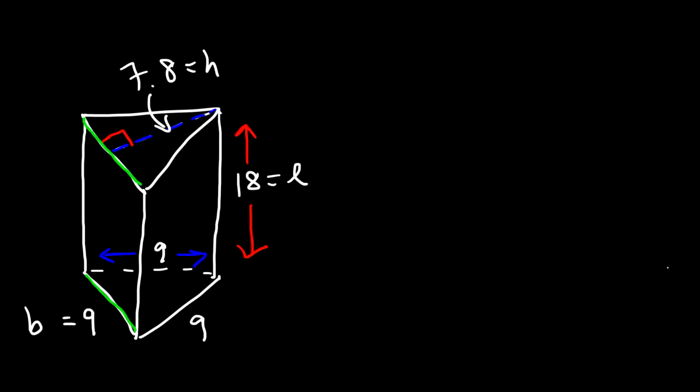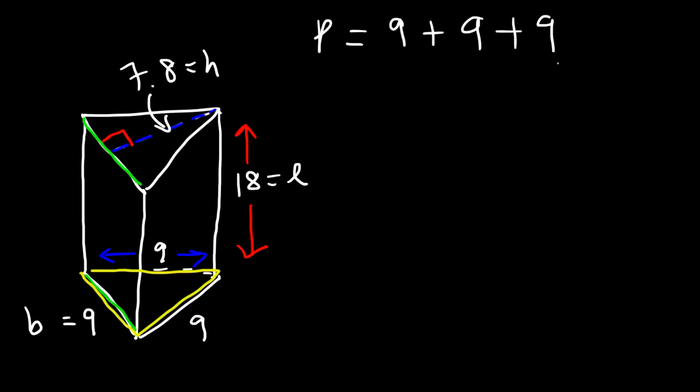So what is the first step to find the surface area? The first step is to calculate the perimeter. And we have all three sides, so we don't need to use the Pythagorean theorem to find the third side in this example. So the perimeter of that triangle is going to be 9 plus 9 plus 9. Just add up all three sides of the triangle.